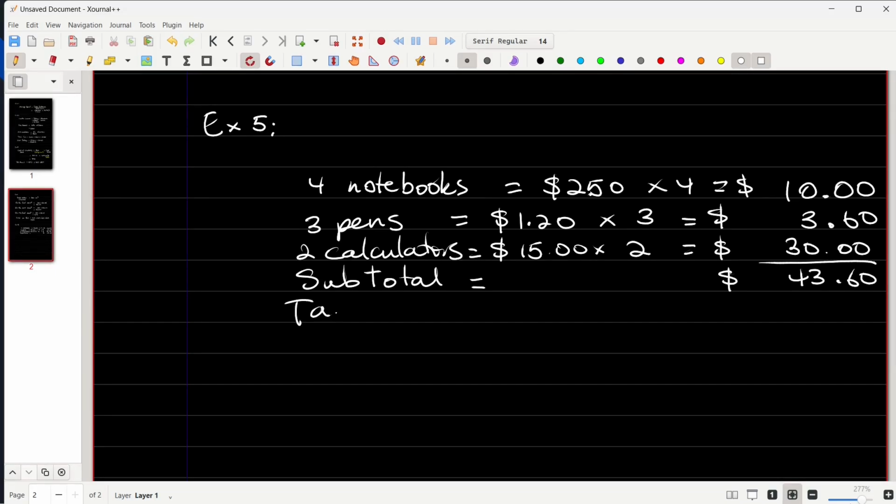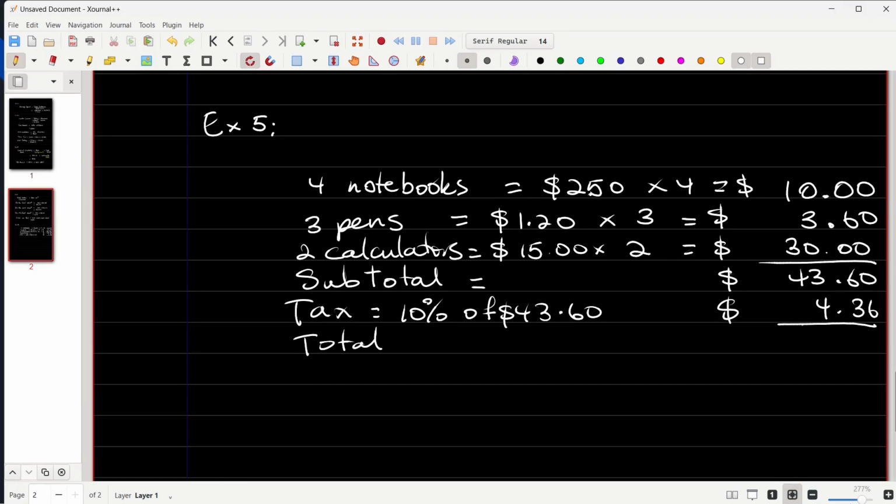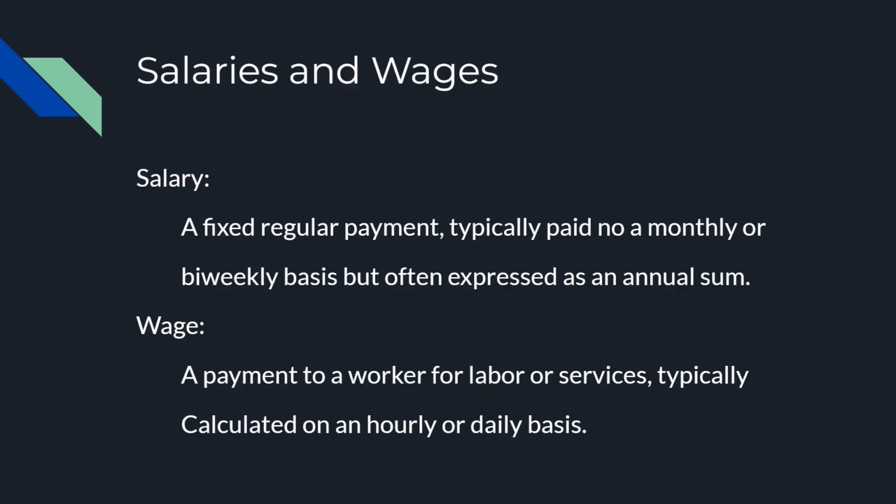Our tax is 10% of $43.60, which is $4.36, then the total would be equivalent to $47.96. Next, let's talk about salaries and wages.